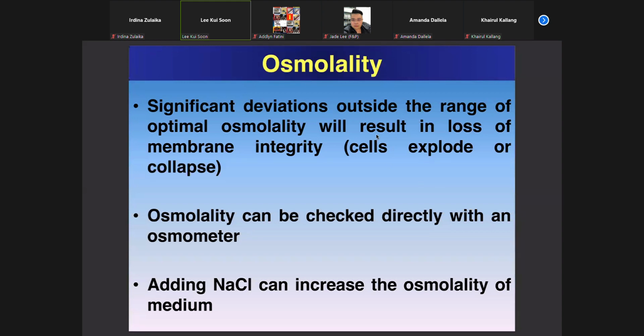So it is very important to make sure that you have the right osmolarity, and you can check the osmolarity using the osmometers that are available in the lab. Also, adding NaCl, sodium chloride, can increase the osmolarity of the media, because when sodium chloride dissolves in water, it becomes positive sodium ions and negative chloride ions, and this will affect the osmolarity of the medium, as well as the glucose.